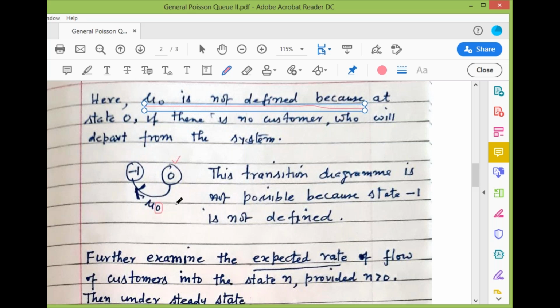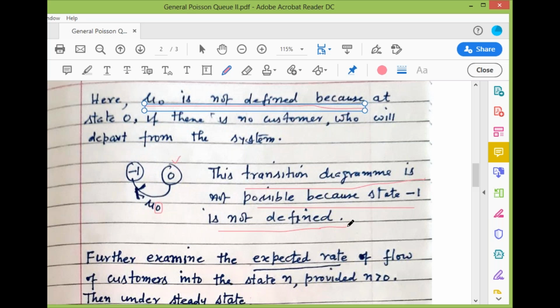So the first point is that you can neither go to -1, nor is any death taking place here. If there is no arrival, then how can death take place? We cannot define and interpret mu naught, and therefore this is not defined. The transition diagram is not possible because state -1 is not defined.